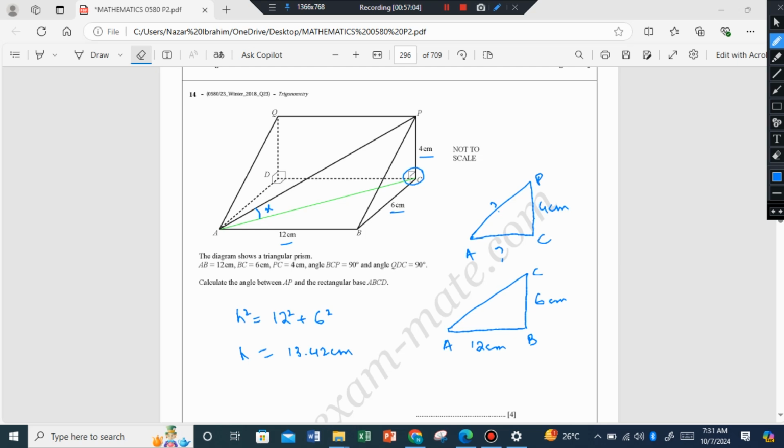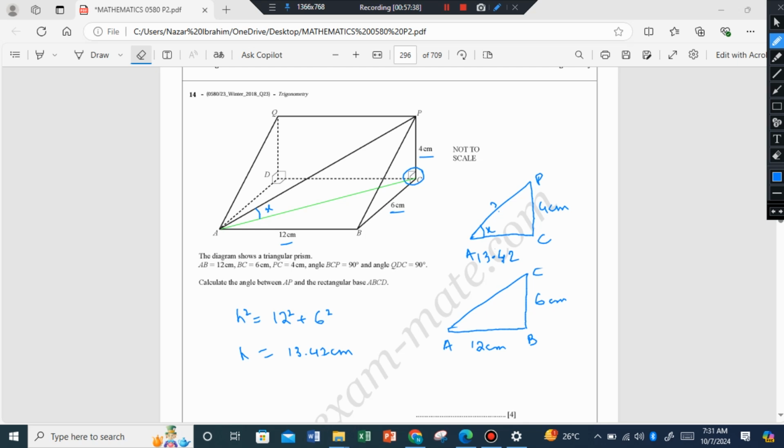So now I had to calculate this angle, ACP triangle, and this angle, which was x, I named it as x. So hypotenuse was AC, right, which I just found out. This is 13.42, right, 13.42.